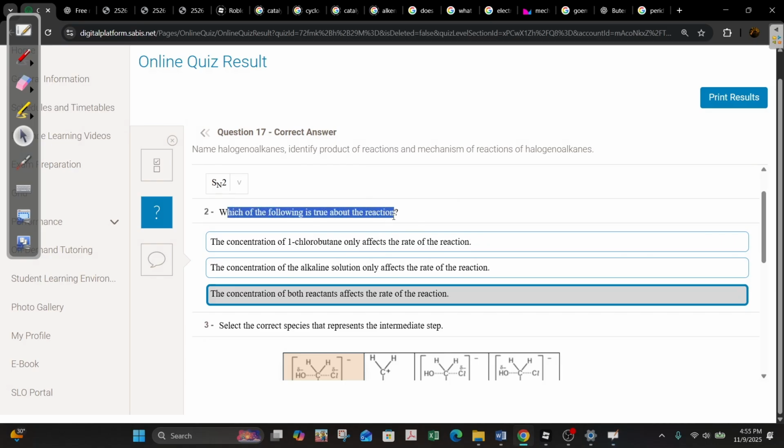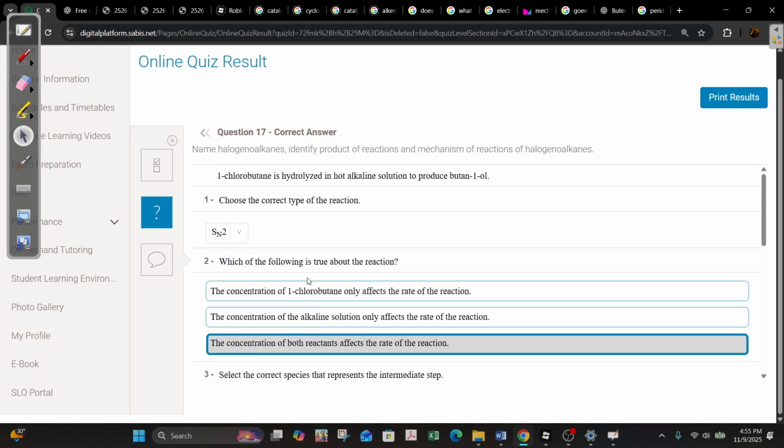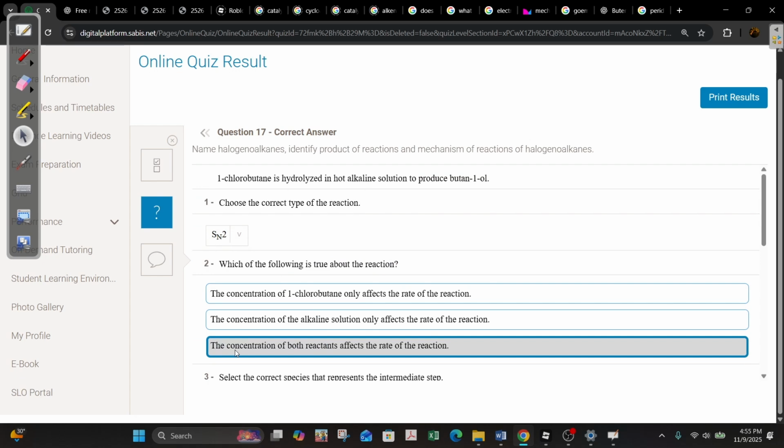Which of the following is true about the reaction? For an SN2 reaction, the concentration of both reactants affects the rate of reaction. But for SN1, only one of the reactants will affect it. But for SN2, it's both. I guess you could see, SN2 relies on two products. SN1 relies on one product.